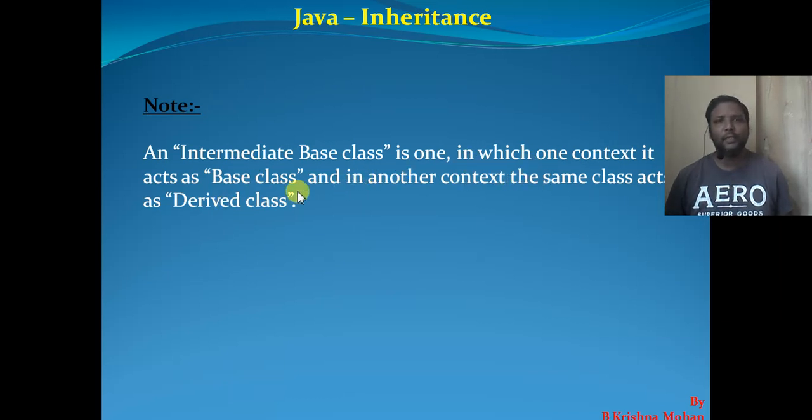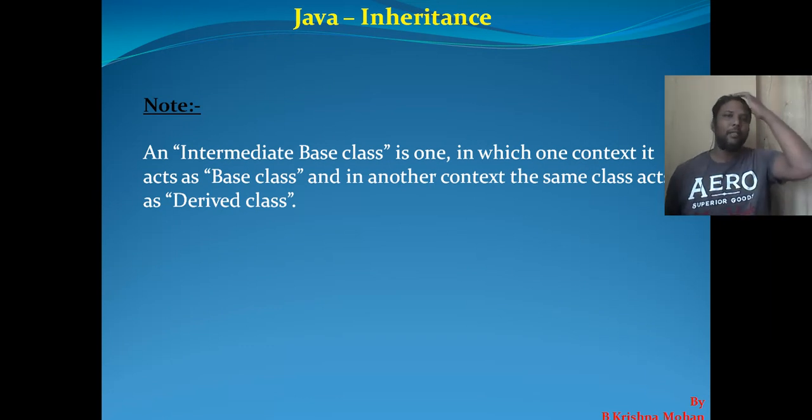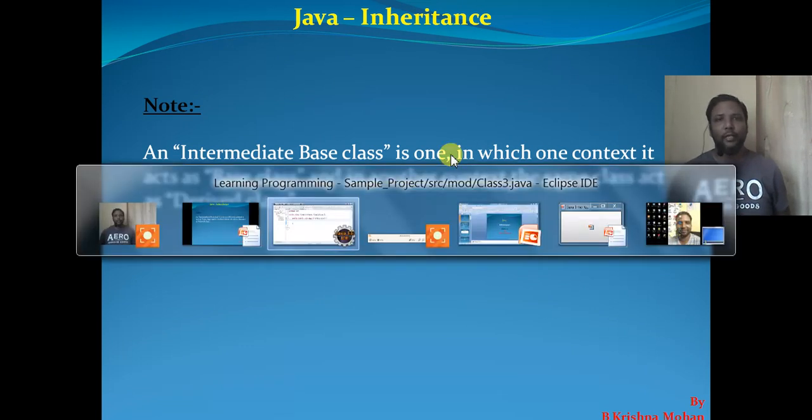This is about the intermediate base classes, which I already discussed. An intermediate base class is one which in one context is treated as a base class, and in another context the same class is treated as a derived class. We discussed this in multi-level inheritance. Now we will try the hybrid inheritance in the program.